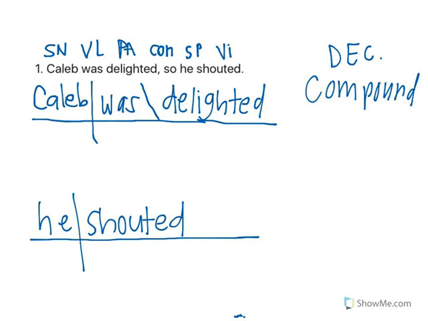So here we're going to connect the verbs like this: a dotted line, a little platform, and a dotted line. The platform is for our coordinating conjunction. So it's going to look just like this. And this is the same form that all of our compound sentences are going to take when we're diagramming.